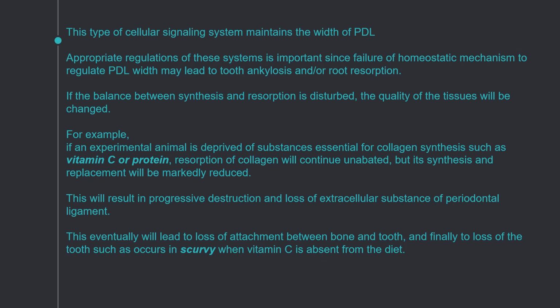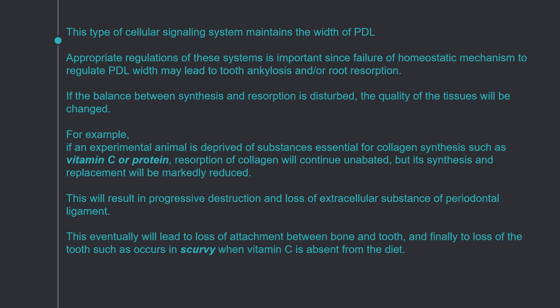Okay, so this balance is between synthesis and resorption. If disturbed, the quality of the tissues will also change. Say for example, we know that vitamin C and proteins are very important in periodontal tissue maintenance. So what will happen if there is no vitamin C or no proteins? I told you there's synthesis and resorption happening at a pace. Now the resorption will keep on happening, but the synthesis will not happen, because for synthesis to happen, we need vitamin C. So when synthesis is not happening and degradation is happening at a faster rate, there's going to be destruction and loss of substance in the periodontal ligament.